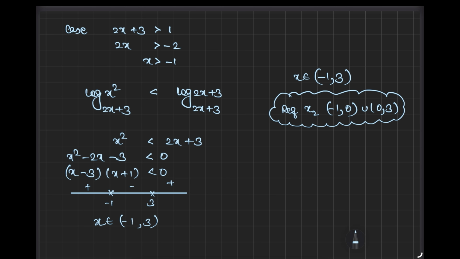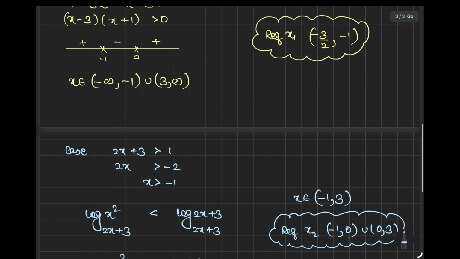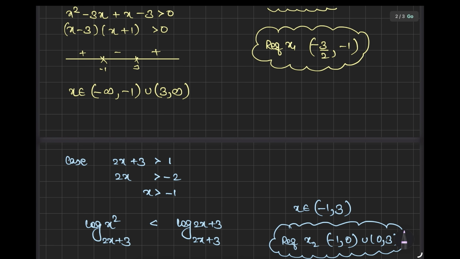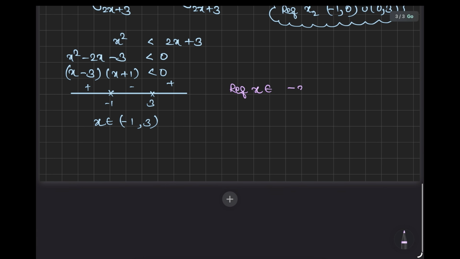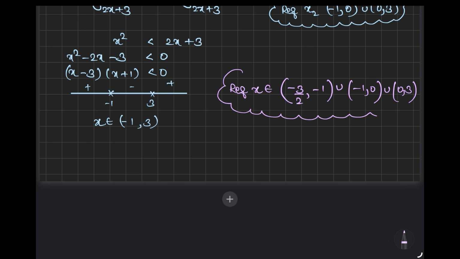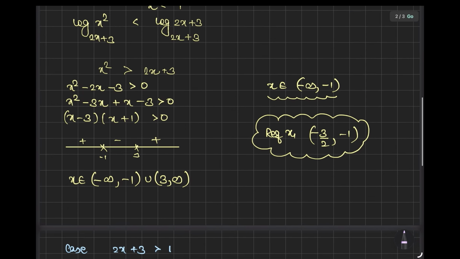Now you have to quote the final answer. Yes, it is time consuming, but it is worth it. So the required x belongs to minus 3 by 2 to minus 1, union minus 1 to 0, union 0 to 3. So this is our required answer. I hope you will have this much patience to solve these kinds of problems.